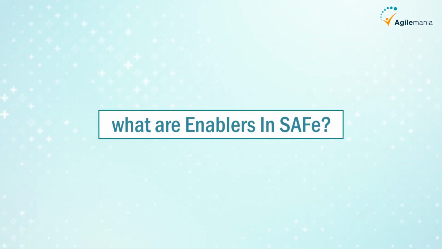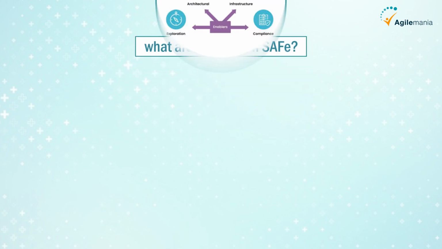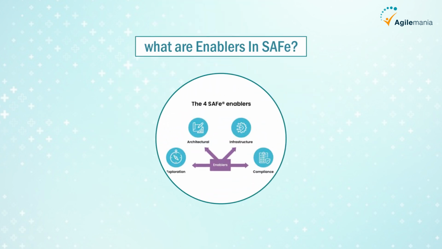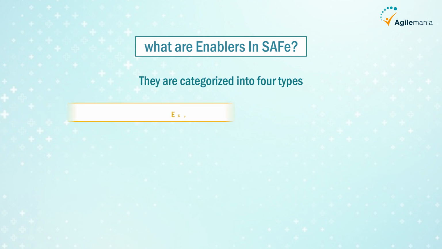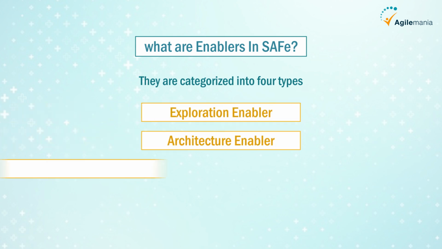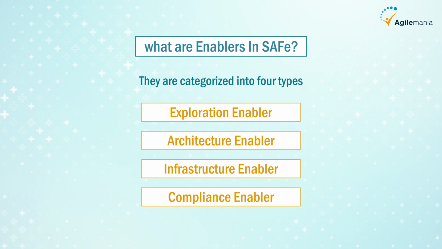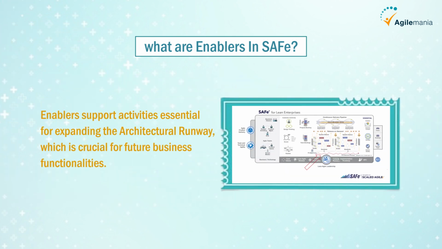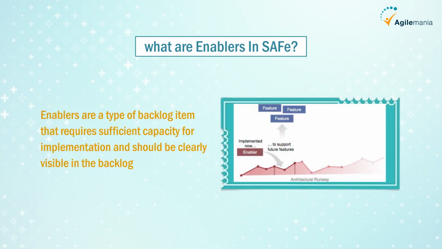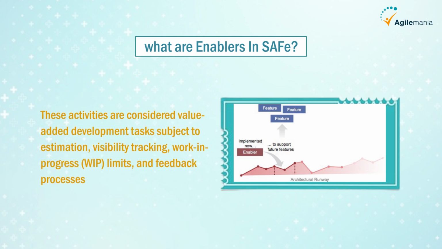First, let's see, what are enablers in SAFe? Enablers play a crucial role in delivering value to end users. They are categorized into 4 types: exploration enabler, architecture enabler, infrastructure enabler, and compliance enabler. Enablers support activities essential for expanding the architectural runway, which is crucial for future business functionalities. Enablers are a type of backlog item that requires sufficient capacity for implementation and should be clearly visible in the backlog. These activities are considered value-added development tasks subject to estimation, visibility tracking, work in progress, WIP, limits, and feedback processes.